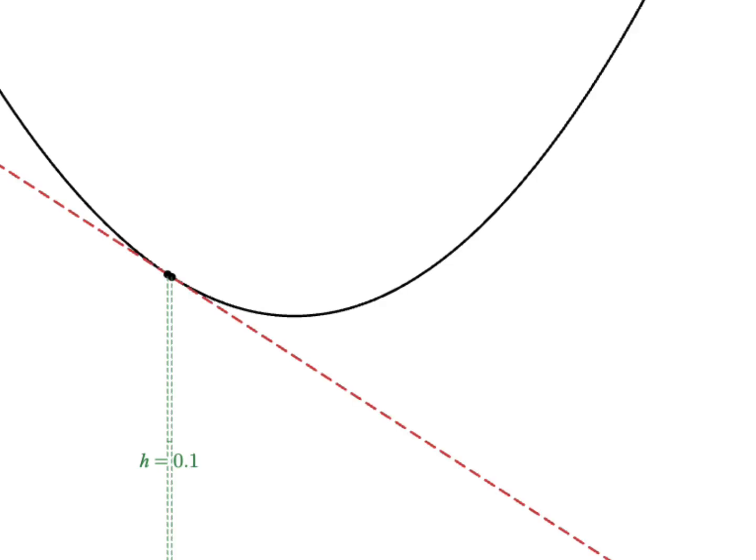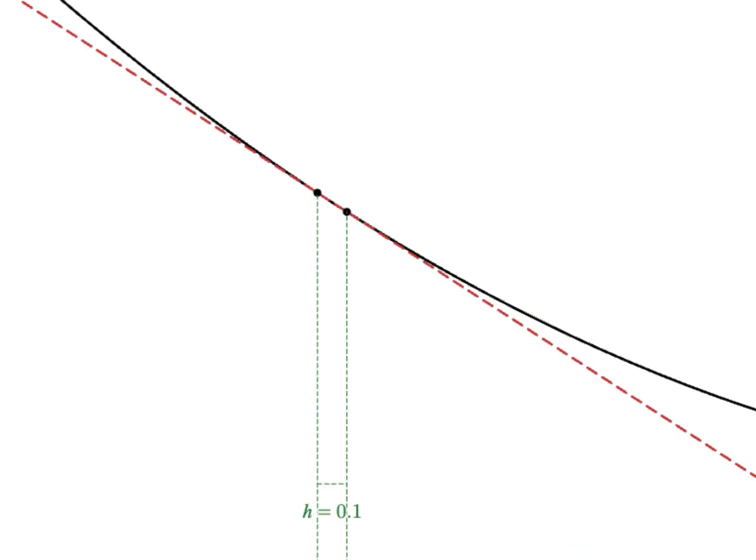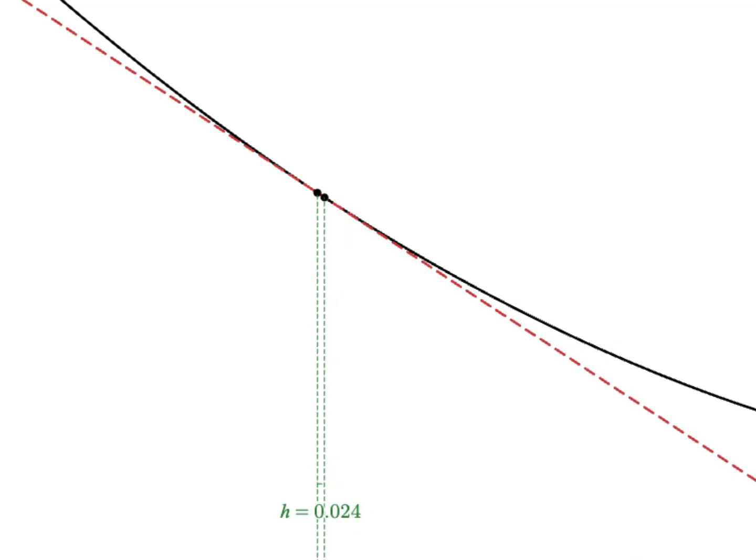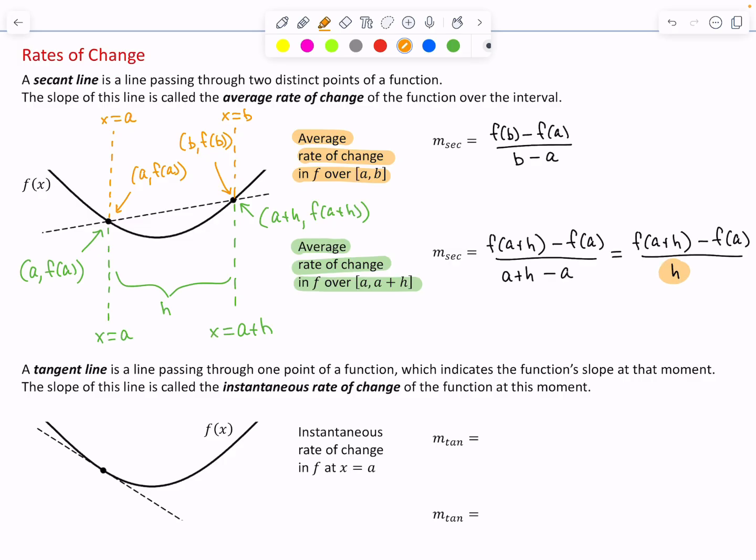But if h is really small, like 0.1, and then make it go even smaller, and I'll zoom in, as h gets even closer to 0, the right point gets closer to the left point, and our secant lines get closer and closer to the tangent line. So we are interested in knowing what the slope of this line is here, even when h is 0. However, you cannot simply plug 0 in for h, because you would have division by 0. This is where the idea of limits becomes important.